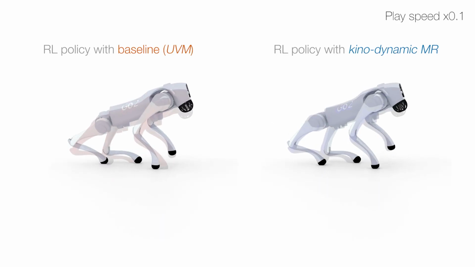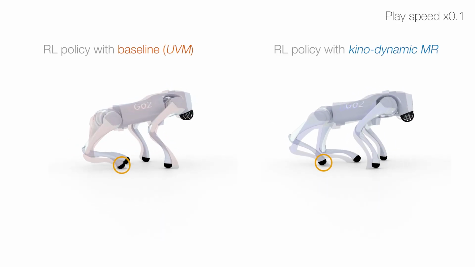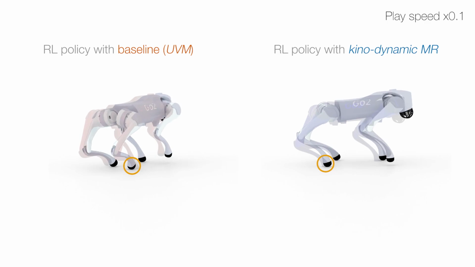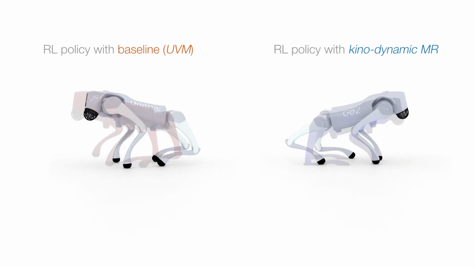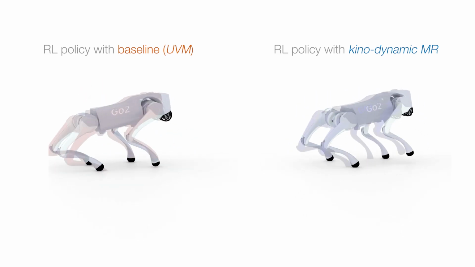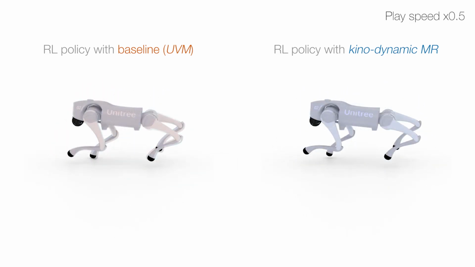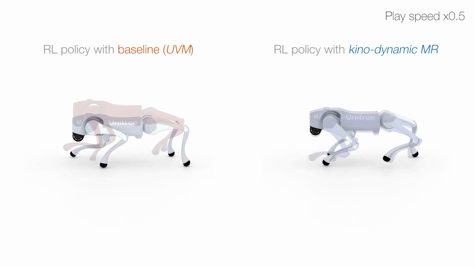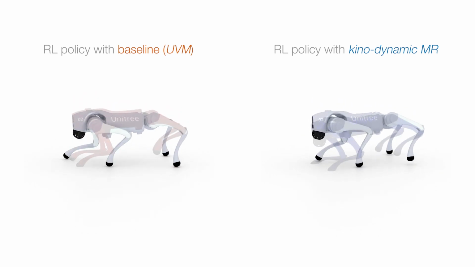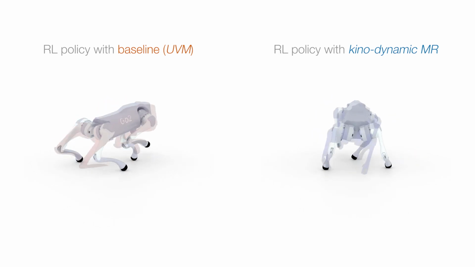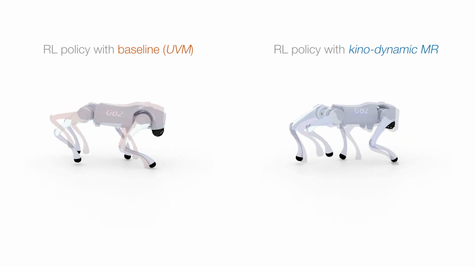In our experiments, our kino-dynamic motion retargeting enables reliable motion execution for a fast spinning motion by mitigating artifacts, while the baseline UVM method suffers from severe foot slips, making the policy less suitable for real-world deployment. For the dynamic gallop motion, the UVM retarget version results in poor tracking performance, while our method enables more accurate motion imitation by accounting for dynamic effects in the reference motion.